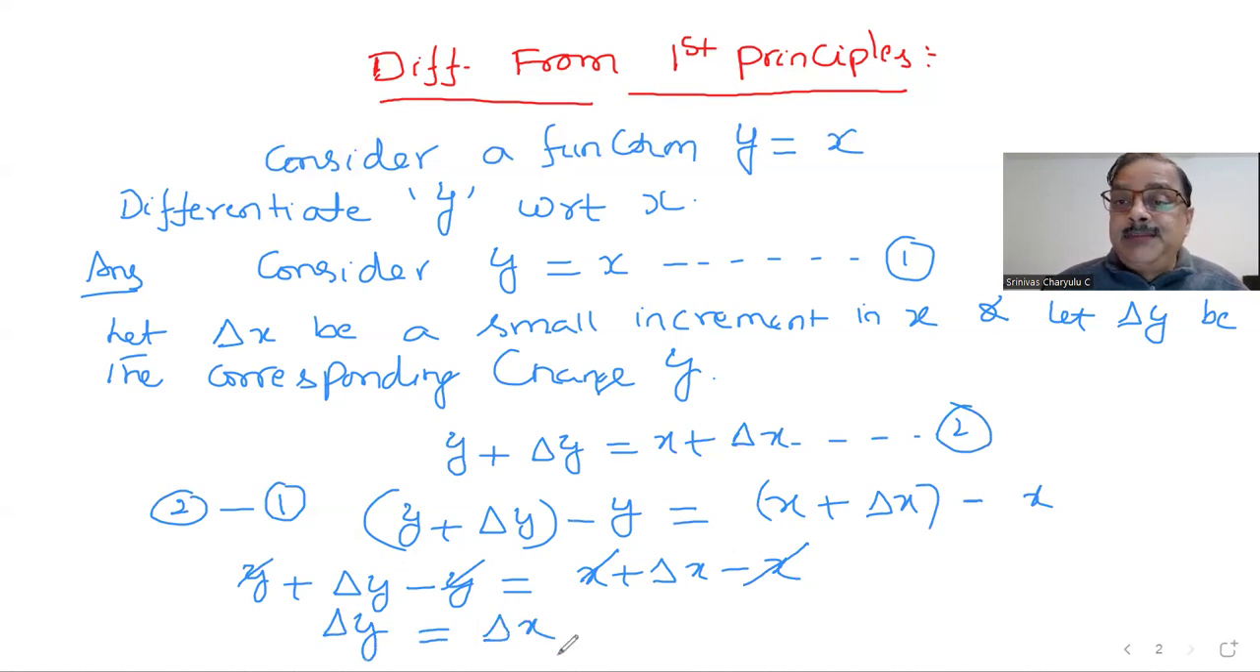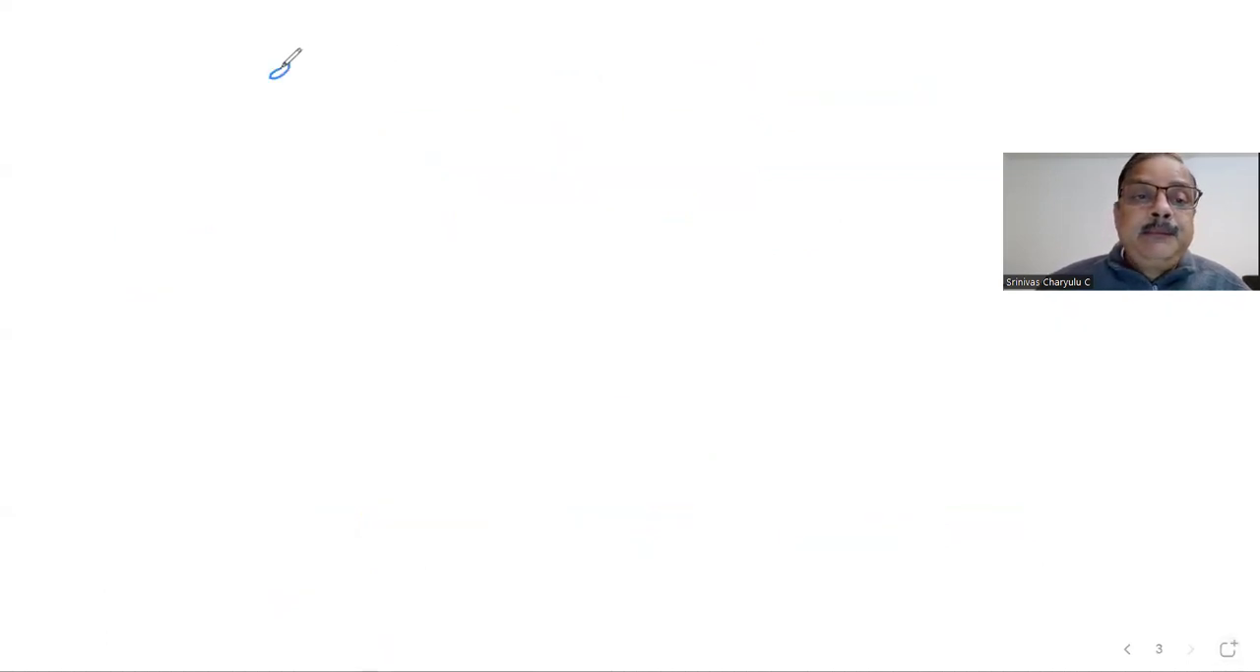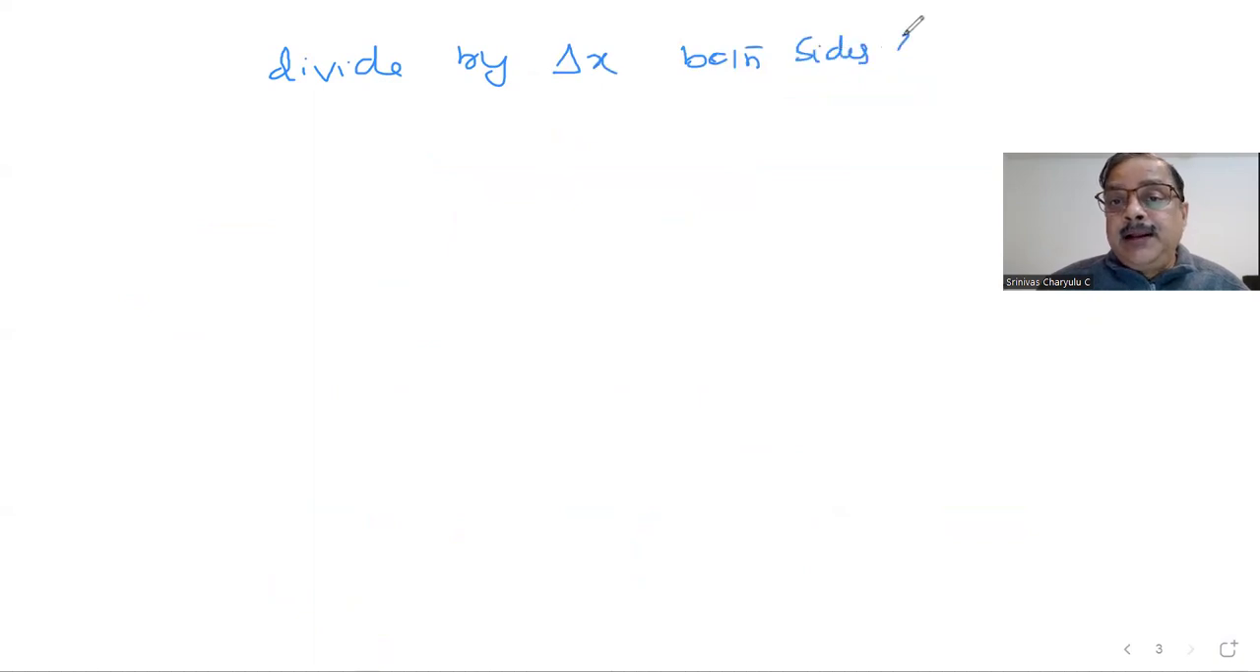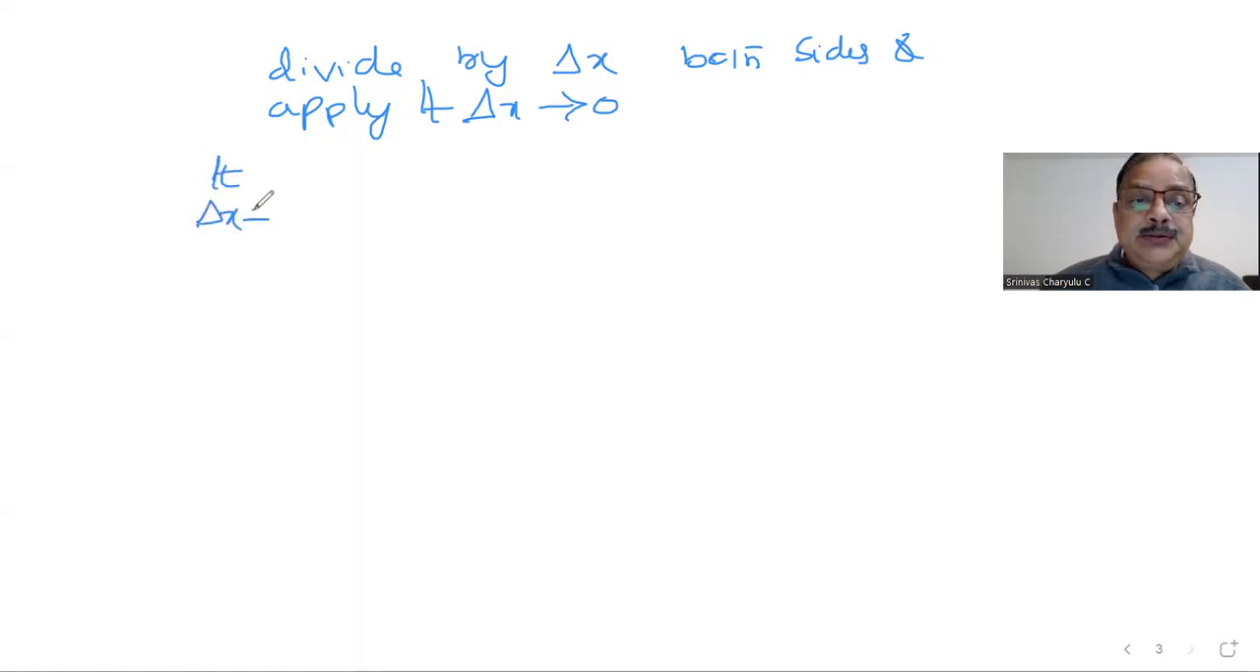Now divide both sides by delta x. Because our job is what? We wanted to differentiate y with respect to x. So we have to differentiate this with respect to x, meaning what? We should divide both sides by delta x, and apply limit delta x tends to 0. So what we'll do now, limit delta x tends to 0. Both sides we are doing the division.